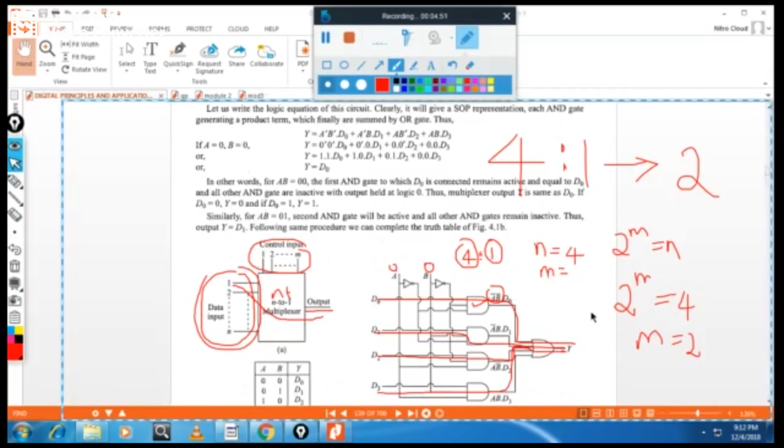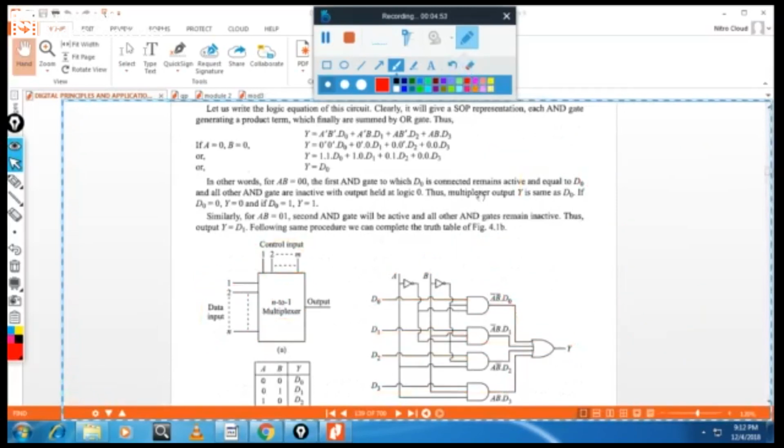So this is called a 4:1 multiplexer, which has 4 input lines, 1 output line and 2 control lines.